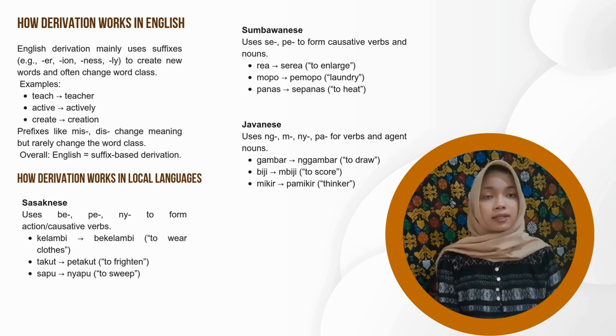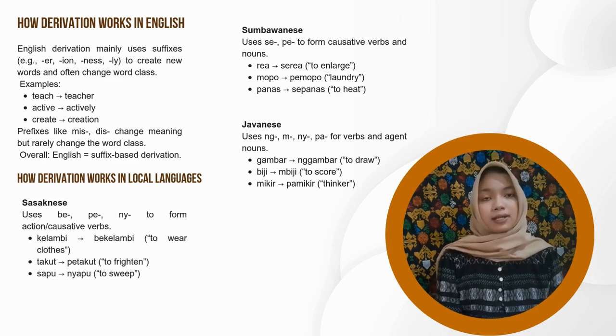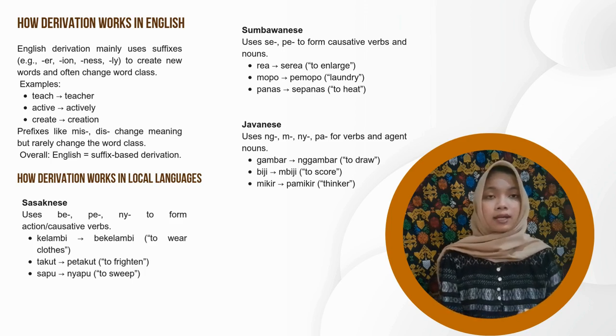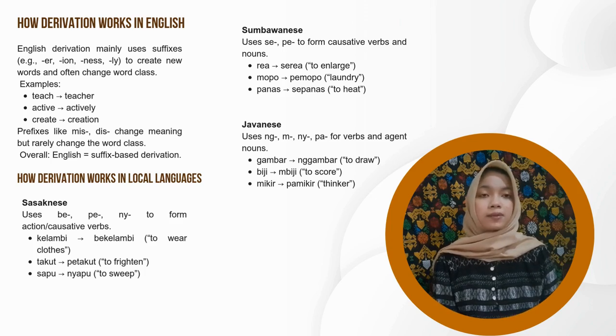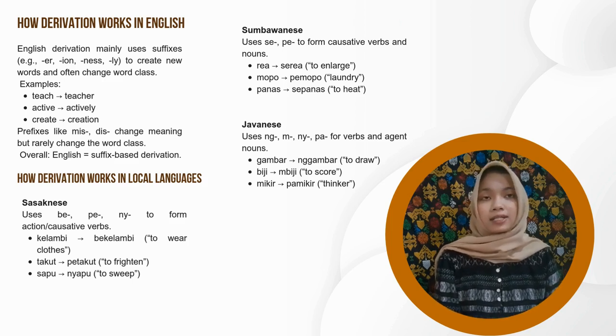First, in Sasak, derivation uses prefixes like be, pe, and nye to form action and causative verbs. For example, kelambi becomes bekelambi, which means to wear clothes, takut becomes petakut, which means to frighten, and sapu becomes nyapu, which means to sweep. In Sumbawa, the local language uses se and pe to form causative verbs and nouns. For example, ria becomes ria, which means to enlarge, mopo becomes pemopo, which means laundry, and panas becomes sepanas, which means to heat.